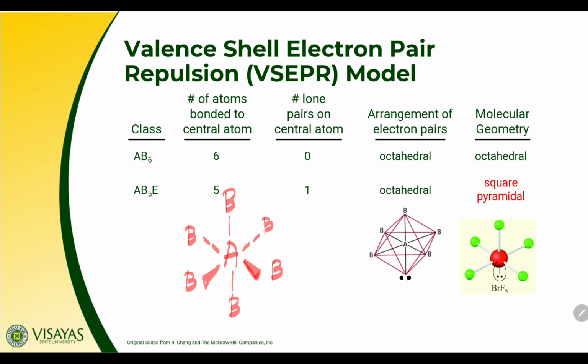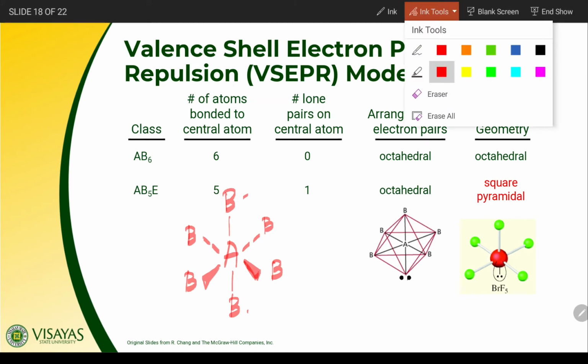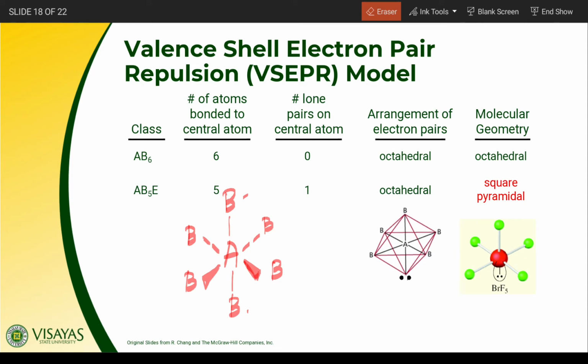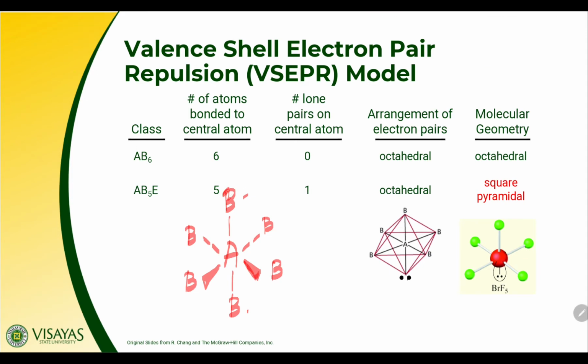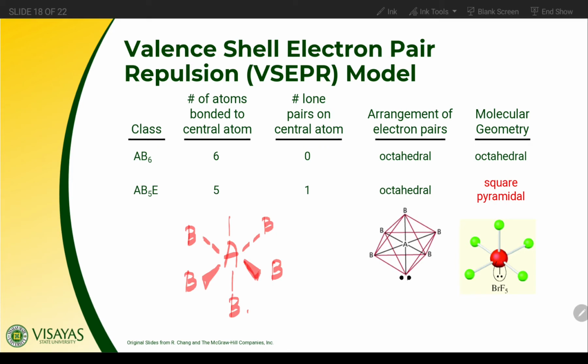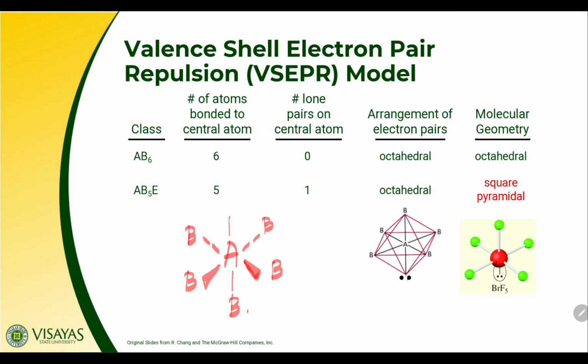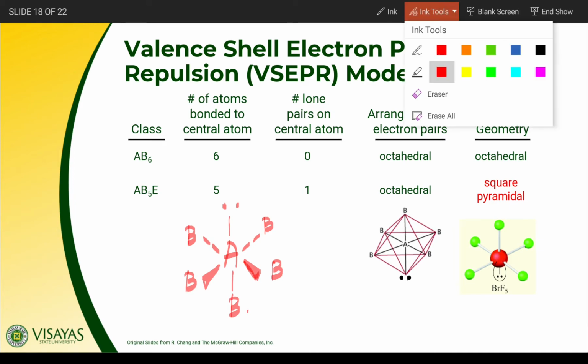Now when we have AB5E, one of the atoms bonded here, it could be at the top or at the bottom, will be replaced with a lone pair. So let's say, for example, we will replace this at the top. You replace this with a lone pair. This now becomes a square pyramidal. Or we could also, instead of the atom at the top, replace the one at the bottom. We can also do that.